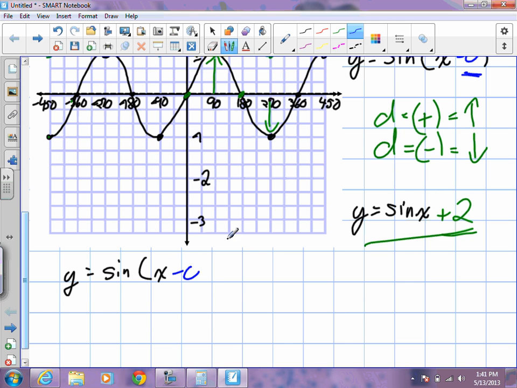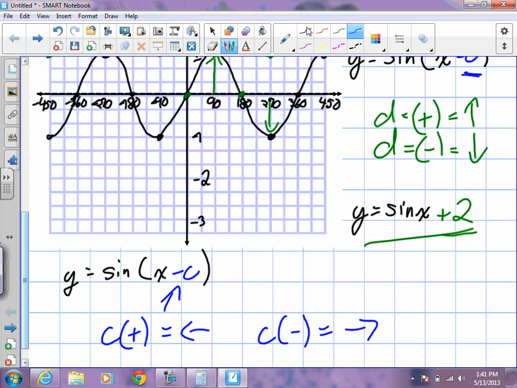Okay. In the brackets, if the C is a positive value, which direction does it go? Left, okay? And that's when we're specifically talking about in the brackets. And when C is a negative value, it goes to the right. Good. So since we have that, let's make up an equation.